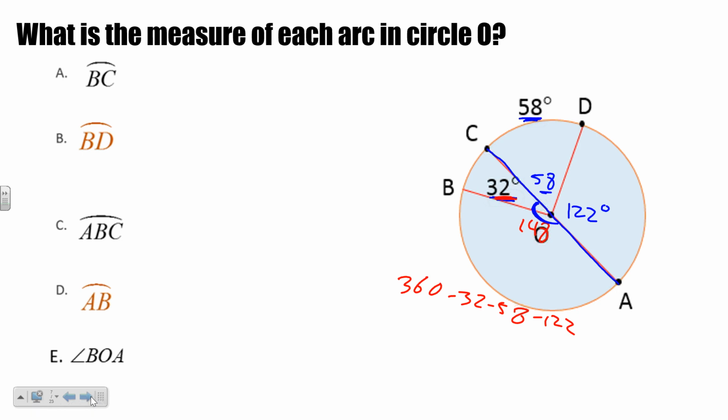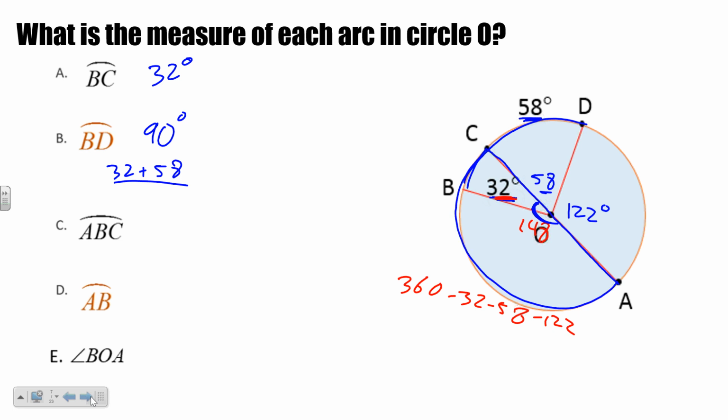My arc BC is this one, and that's 32. Now that I have it set up, it's real easy. Arc BD is 32 plus 58. 32 plus 58 is 90. I guess I should add this to your notes just in case that helps. ABC, so this one's going to be bigger than 180 because it's a major arc since there's 3 letters. So ABC, I guess it's the exact same as 180, which is fine. You can do 2 or 3 with that one.